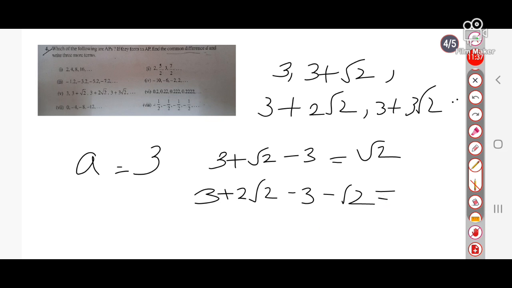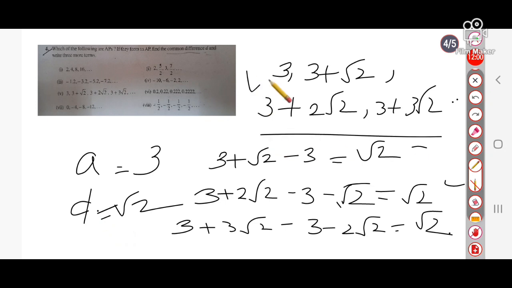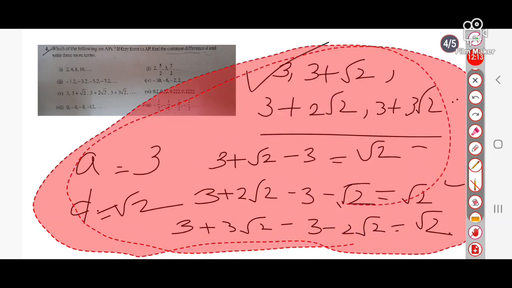This is very basic maths. So I just write like this. Kindly understand. And you get root 2. Similarly, 3 plus 3 root 2 minus 3 minus 2 root 2, you get again root 2. Therefore, the common difference is root 2, right? Because I get root 2, root 2, root 2. Hence, this sequence forms an AP. It is an AP, right? Okay. Similarly, the sixth subdivision. These are very, very easy questions because you just need to implement this.